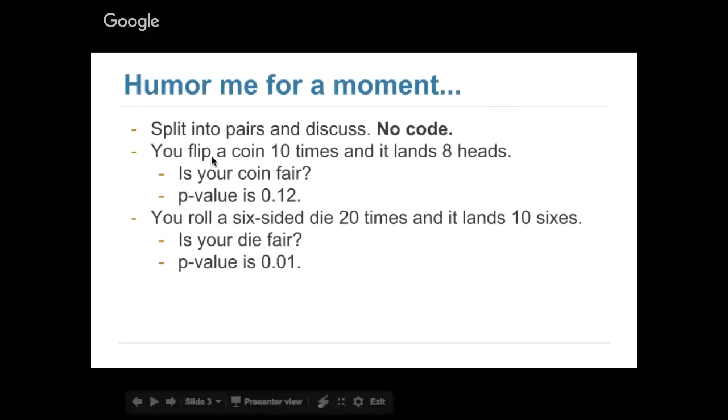Talk it over with your partner, and then once you're done there, partner 2, talk about this question: you roll a 6-sided die 20 times and it lands 10 6s. Is my die fair? Again, talk about the process, try to explain it to your partner, and suppose you get a p-value of 0.01, explain what that means as well. Okay, so please talk over with your partner, just humor me, try it out, go.